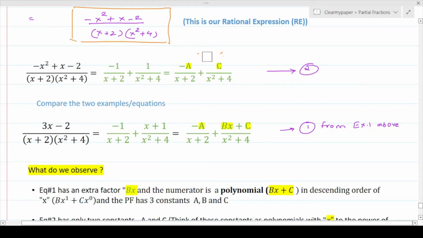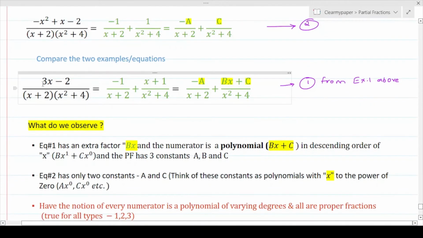Okay. So we have equation 2, and from the above example that we composed, we have equation 1 that I've copied from the above example. So I've not made any changes, and let's compare these two and see what we observe. Okay. So let me take you to the observation notes.